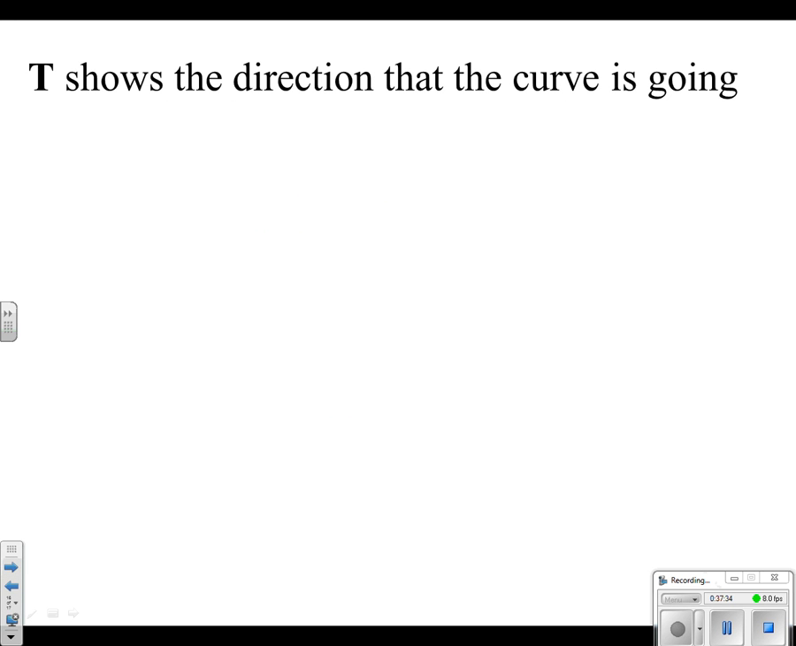Now, these different vectors tell us different things. T shows us which way the curve is going. So if we've got a vector function or a curve that's going in this direction, T is tangent to that curve, and T points to which direction the curve is actually traveling.